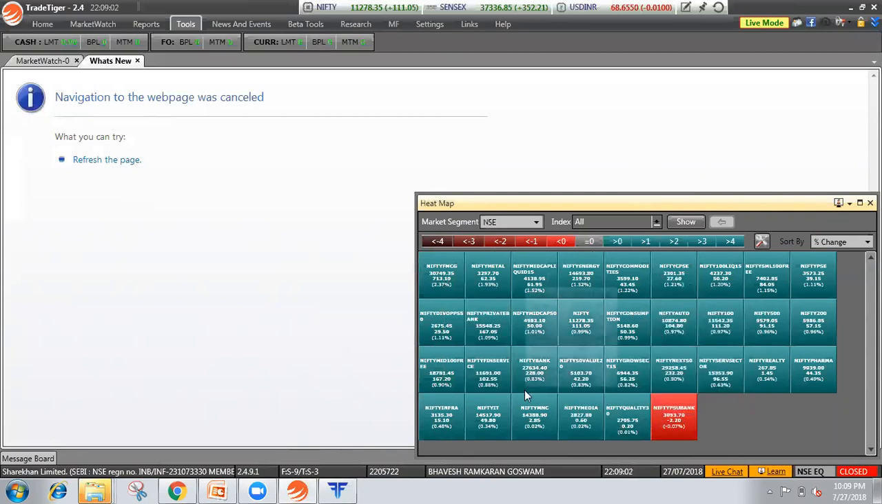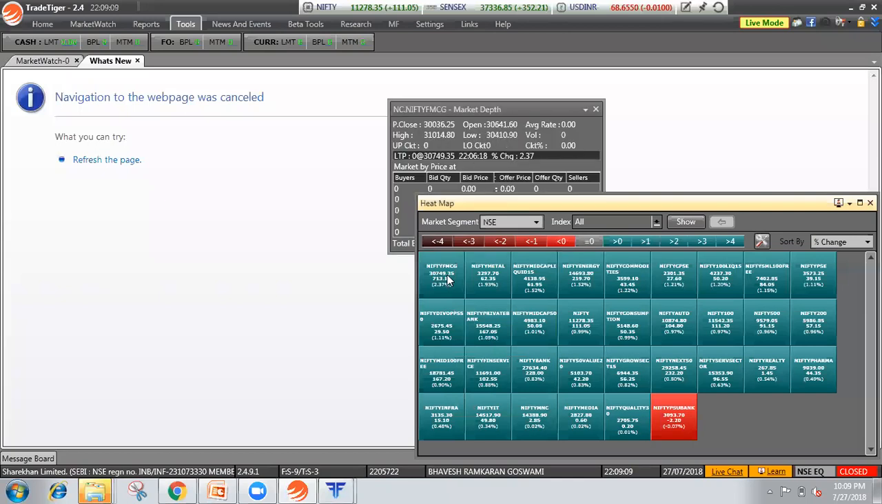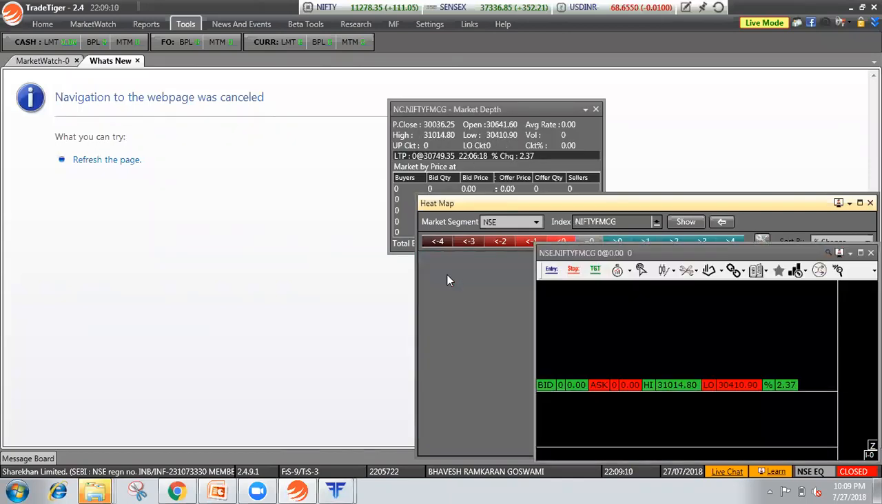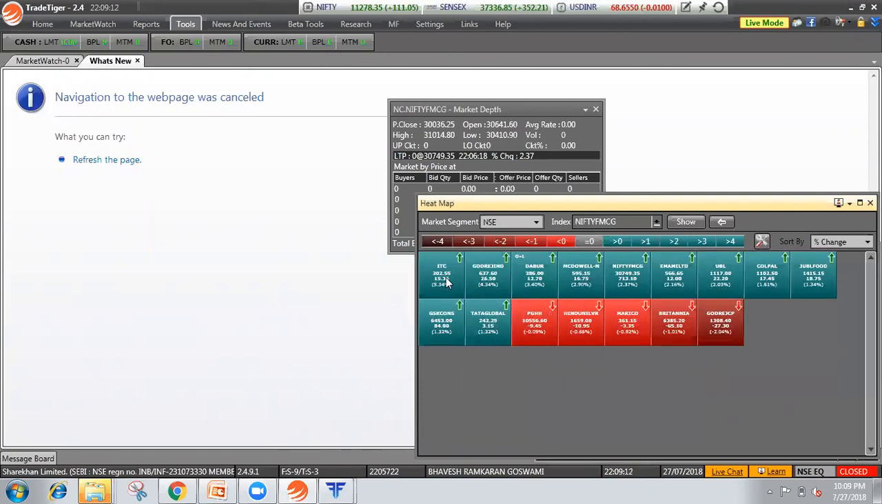Those who are new have to go inside each sector and see which stocks are inside the sector. If I click FMCG, the FMCG has this many stocks. These stocks in this combination form the FMCG sector.